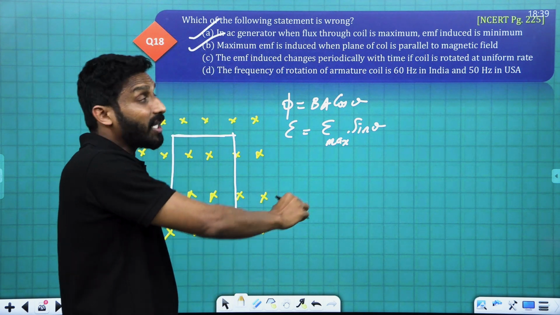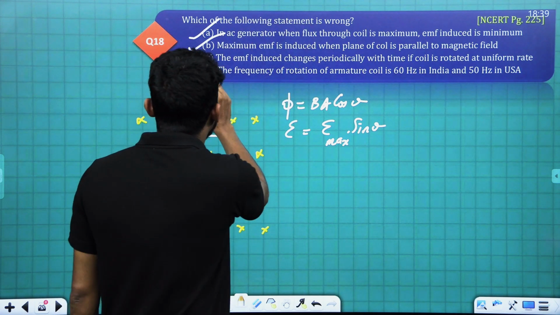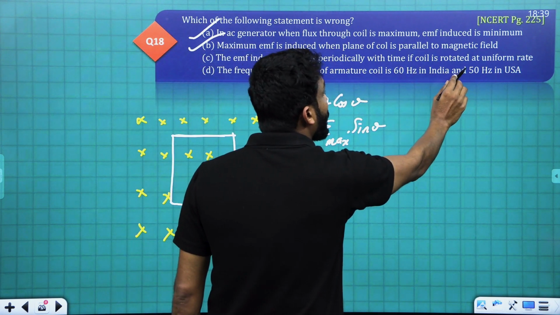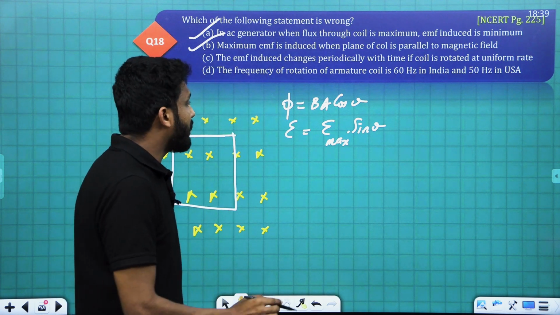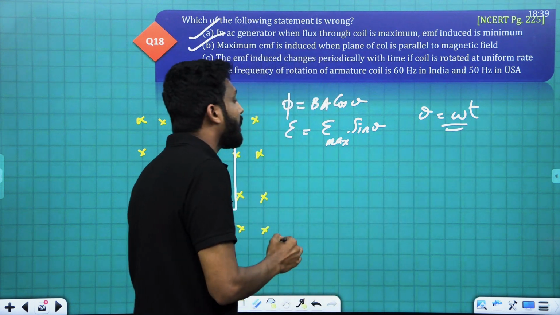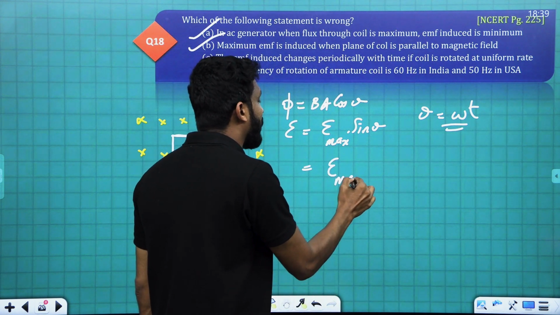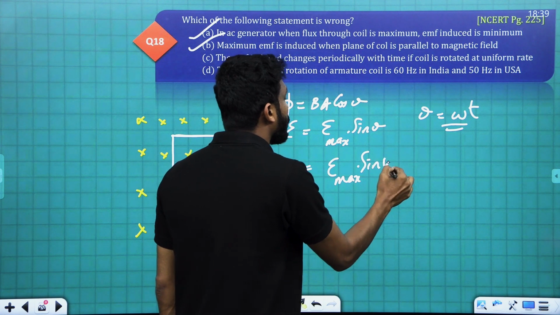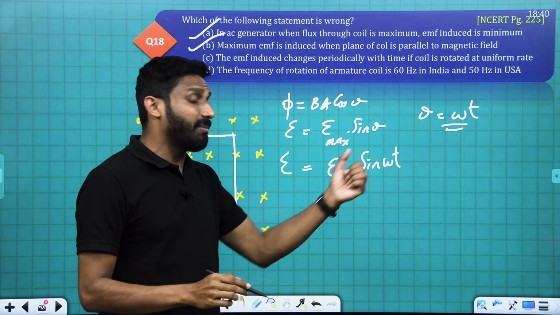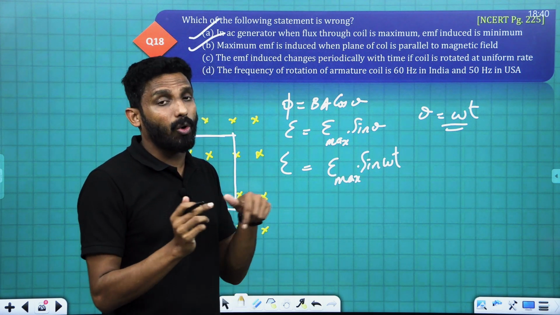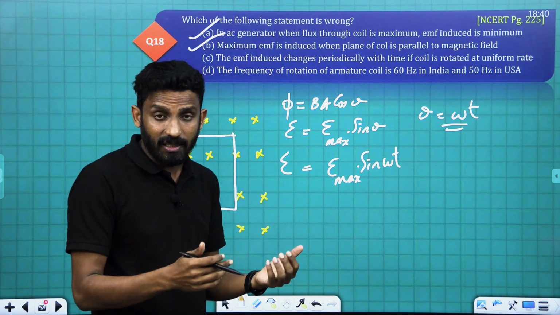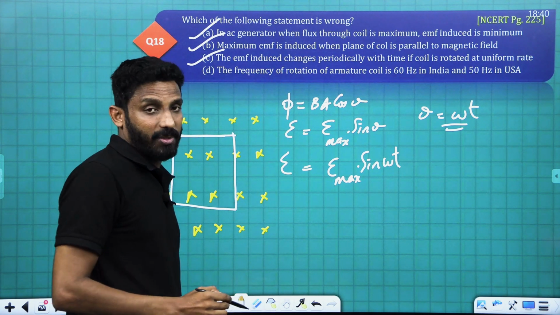We have to select the wrong statement only, right? See, the EMF induced changes periodically with time if coil is rotated at uniform rate. What about this theta? Theta is omega t. That is, this EMF induced is E max into sine omega t. Clear? So this EMF induced depends on the time. Even though it's rotating at a constant rate, omega is constant but time changes, so EMF changes. So this statement is also true, option C.